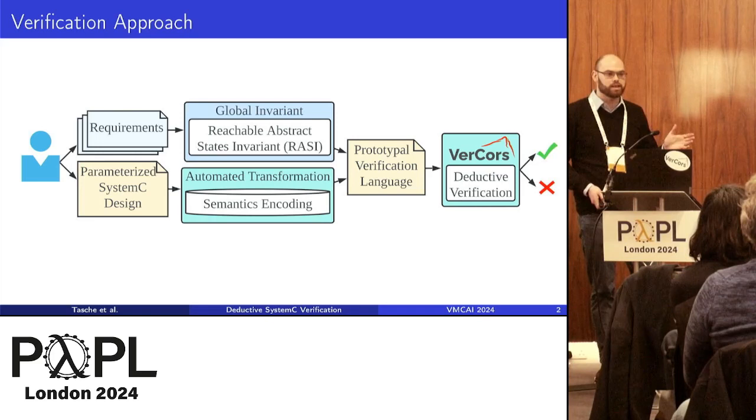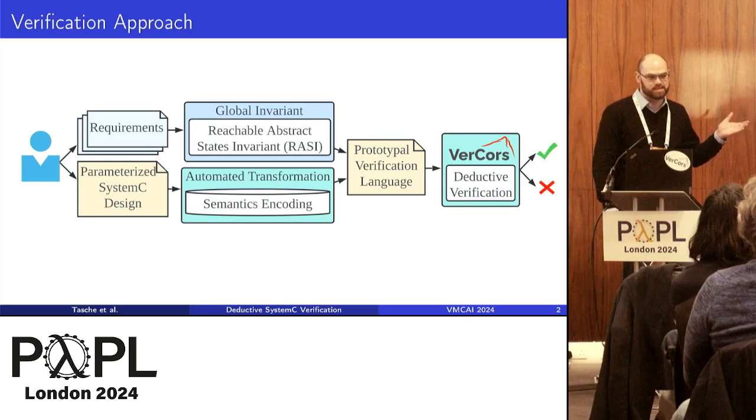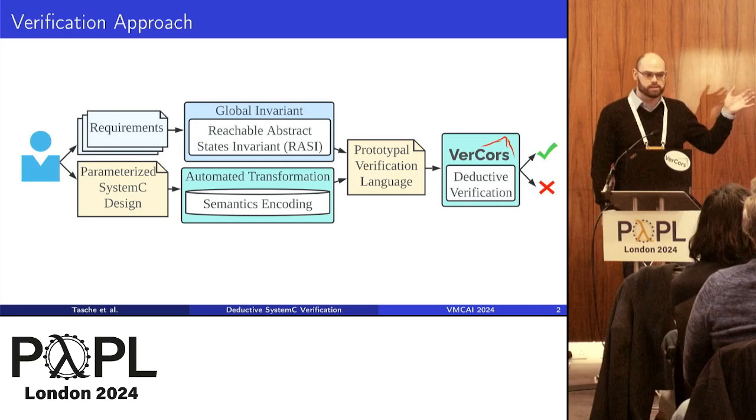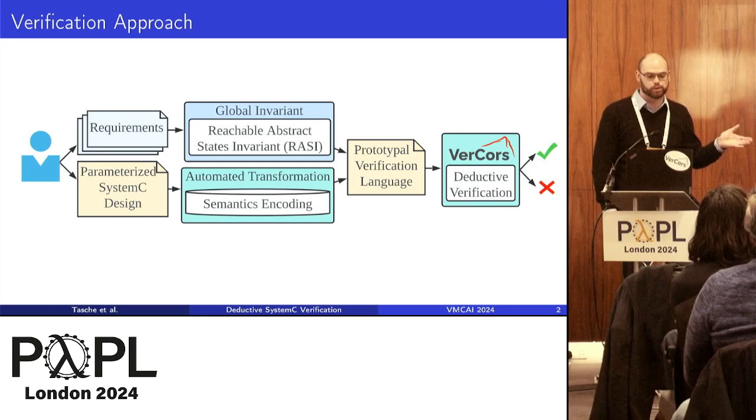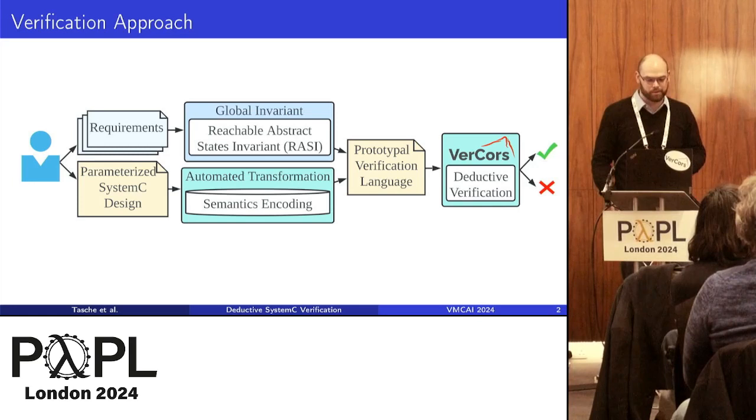So the verification approach looks like this. The user provides a SystemC design and some requirements that this should fulfill. And our approach then encodes both the design and the requirements in the Prototypal Verification Language, or PVL for short, which is an input language of the VerCors deductive verifier, which we then use to verify the program. In this talk, I'll be going over these components of the approach.